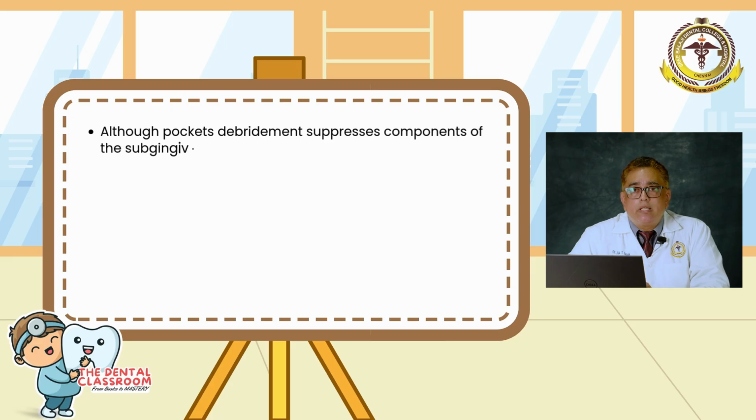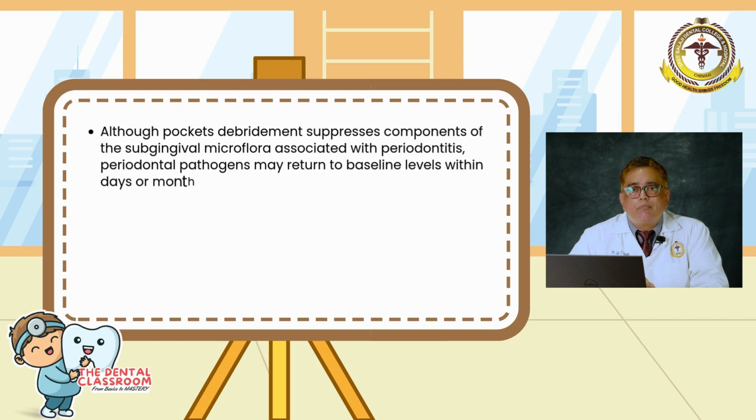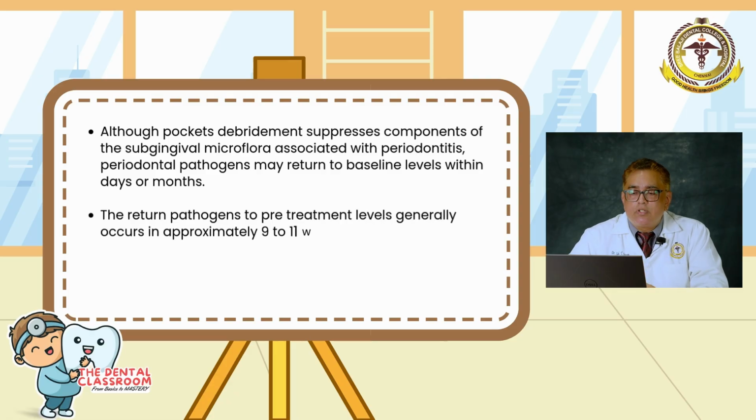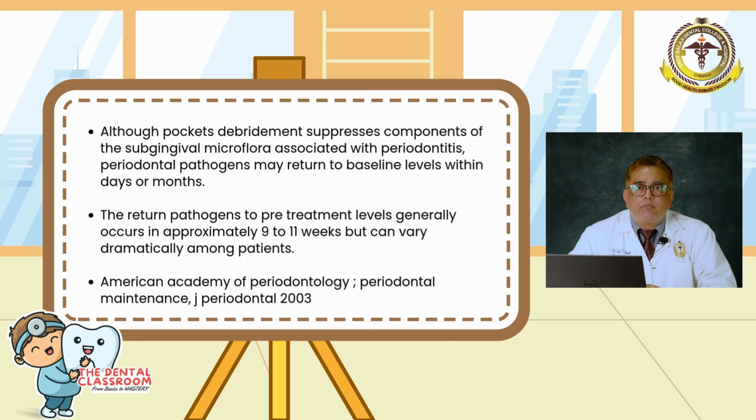Now coming to the pockets, although pocket debridement suppresses the subgingival microflora associated with periodontitis, periodontal pathogens may return to baseline levels within days to weeks. The return of the pathogens to pre-treatment levels generally occurs at approximately 9 to 11 weeks, but can vary dramatically among patients.